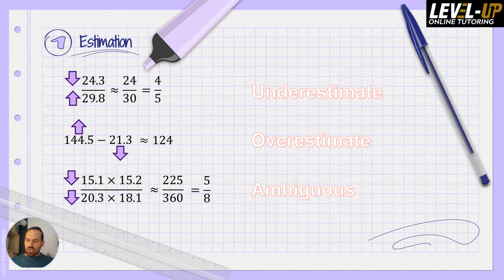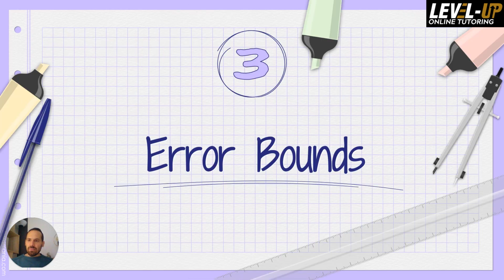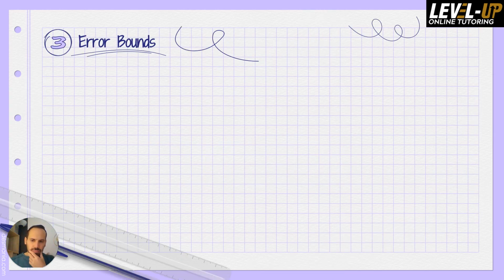Right. So that brings us to our final section on error bounds. We categorize our solutions into underestimates or overestimates, which then tells us whether we've made an error of being slightly too big or slightly too small. We're going to build on that idea now.